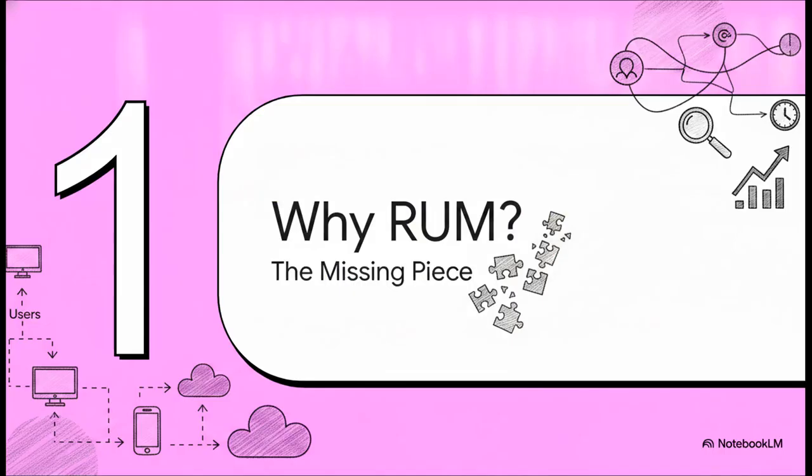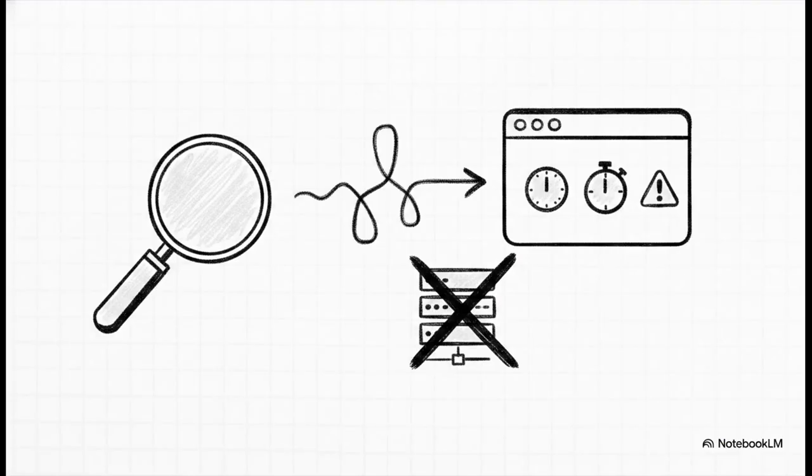Section 1, why real user monitoring? The missing piece. So the core concept here is a massive paradigm shift in how we monitor SaaS. OCI APM Real User Monitoring, or RUM, captures interaction data directly from the user's browser. It completely bypasses the infrastructure layer and gives you the exact reality of the user's experience.